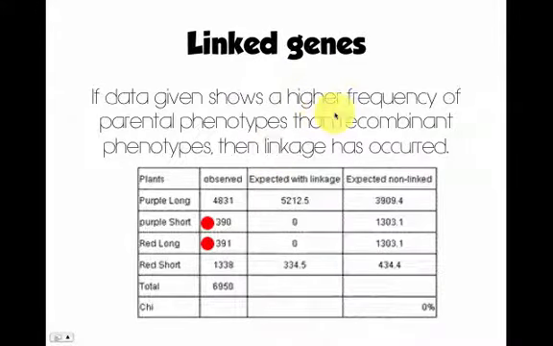If you're presented with some sort of data though that shows this, then this is indicating that linkage has occurred. So these red dots here are indicating what we call the recombinants. Now the recombinants are individuals with a genotype that are different to what the initial parents had. So you've got to think back. Parents are always true breeding, right? So the parents that would have been crossed here, one would have been purple long and the other one would have been red short. So they're what we call the parental phenotypes here, right?